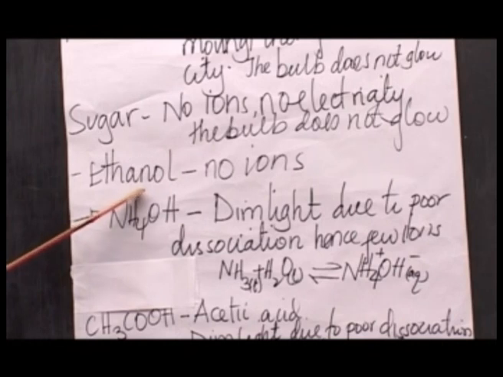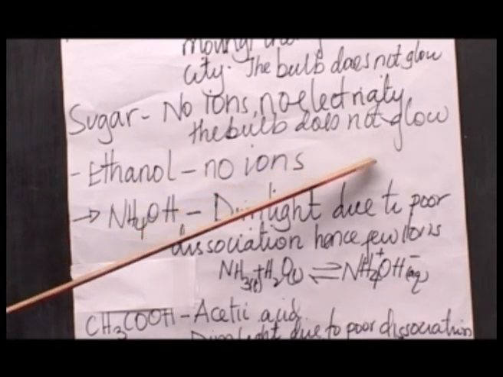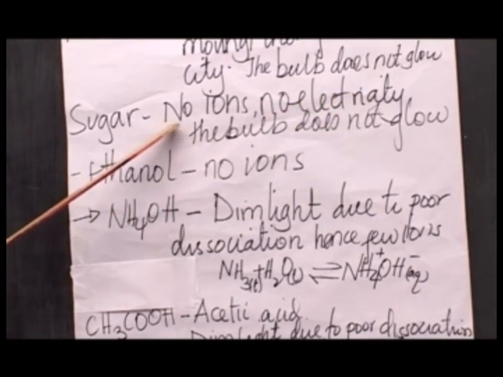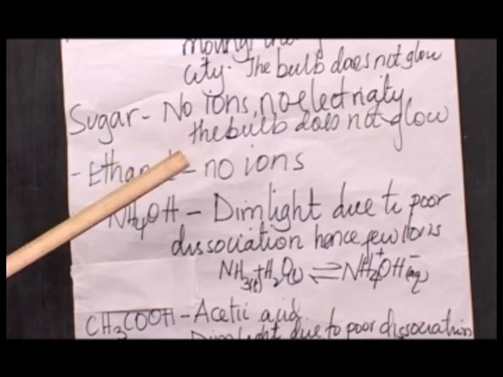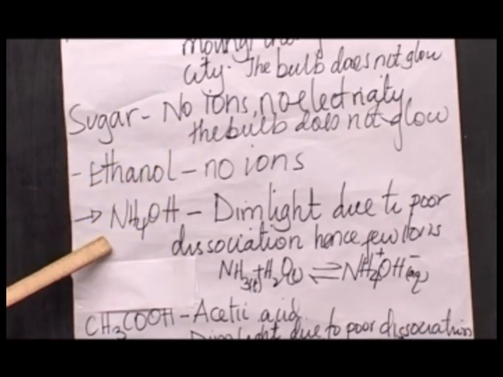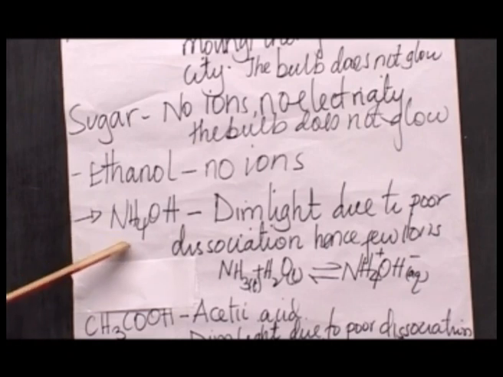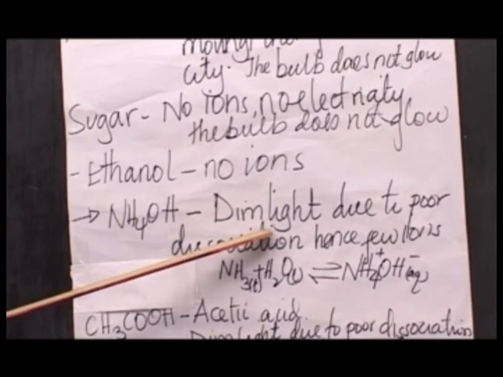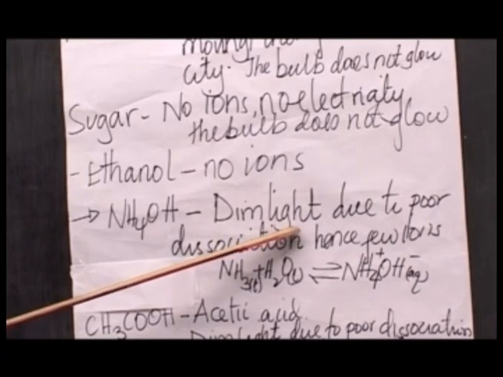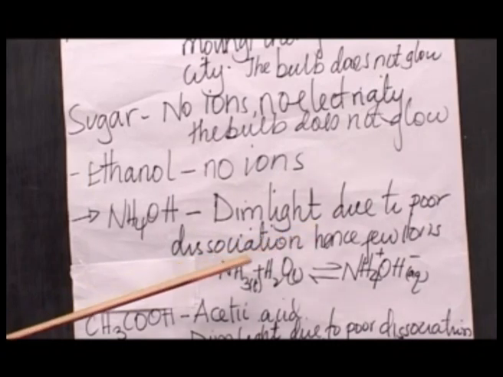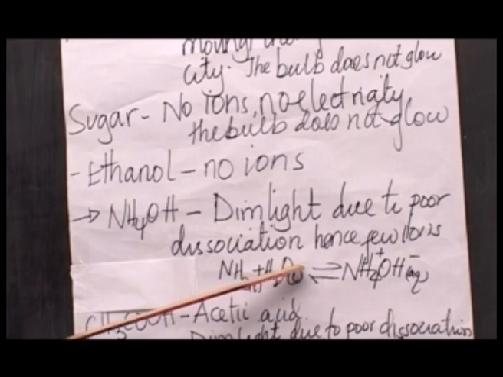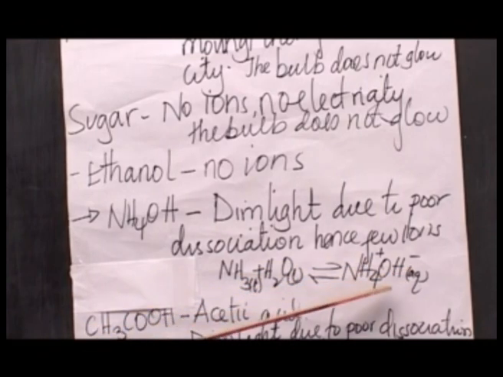In ethanol, the bulb also does not glow, no electricity passed because there are no free ions. But when electrodes are dipped in ammonium hydroxide solution, the bulb glows with dim light. This is due to poor dissociation of ammonium hydroxide, indicating that there are few ions.